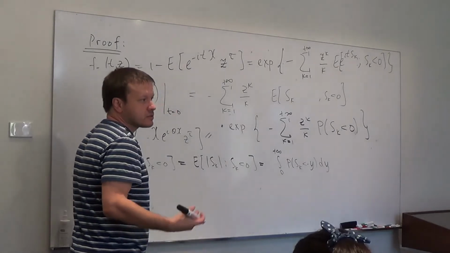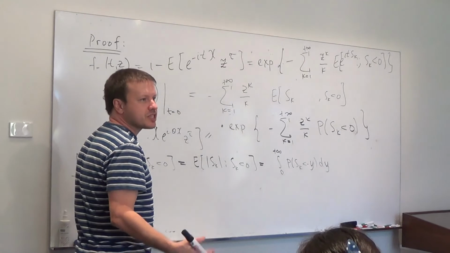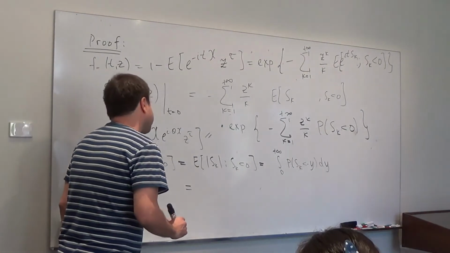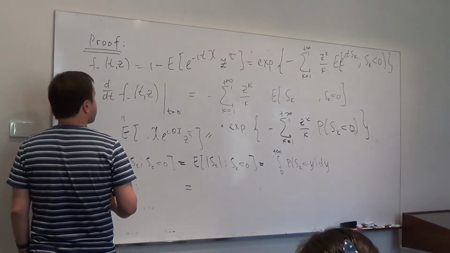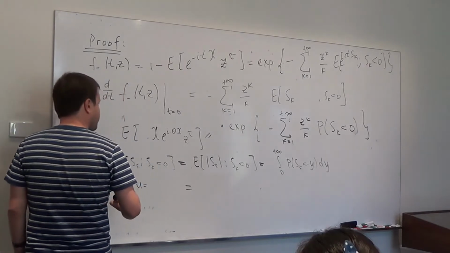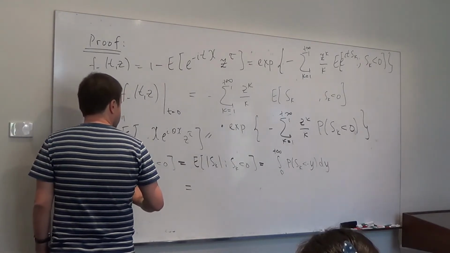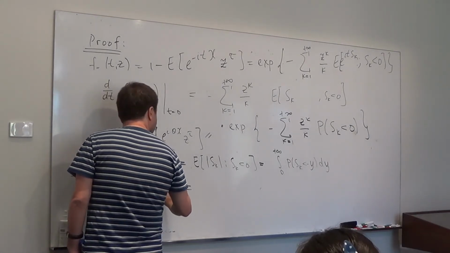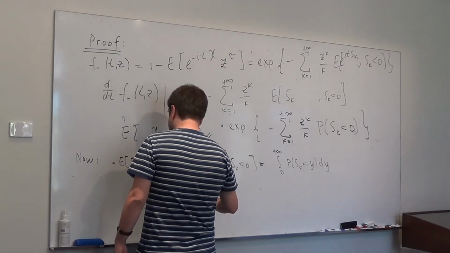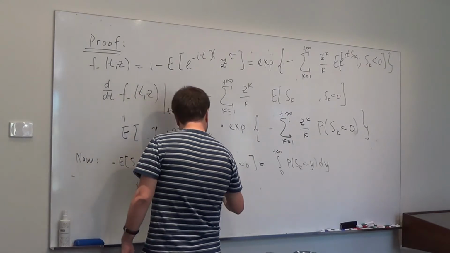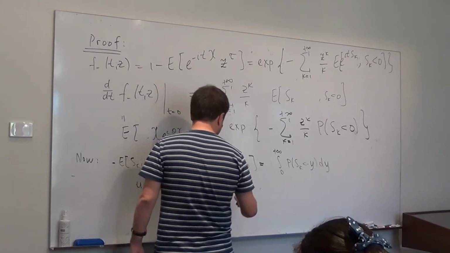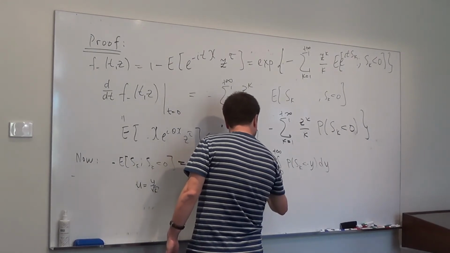Okay, so that's what I have now. I want to apply the central limit theorem here, and for that I just need to rescale. So let's do the following rescaling. I'm going to introduce a new variable u, which is equal to y divided by square root of k. Okay, so that's my new variable. Then this integral is going to be square root of k, integral from 0 to plus infinity, probability that s_k over square root of k less than minus u, du.